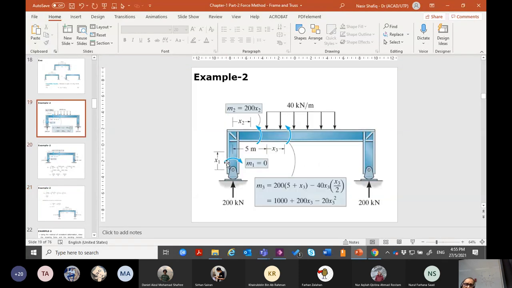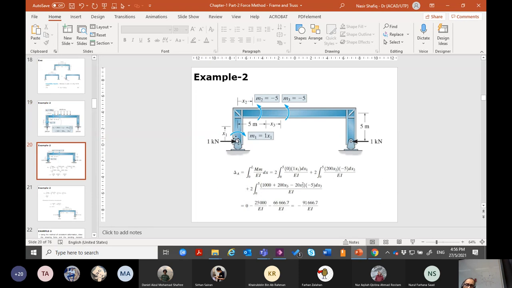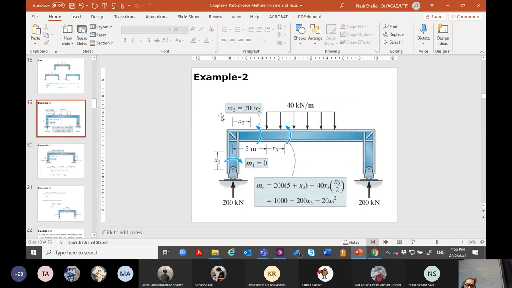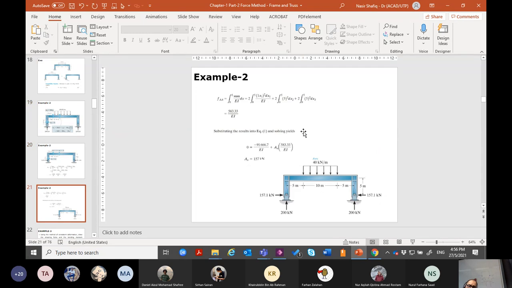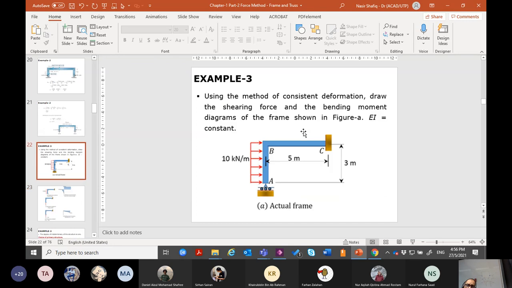The only tricky thing in this example is that when you apply the unit load over here, because of the joint equilibrium, the moment here will be constant, which is minus 5 because it is plus 5 here. This is the only tricky part, right? The second tricky part is that we have to take one quarter, so this equation is applied for this quarter and this quarter, from 5 meter to 10 meter, or from here 5 meter to 10 meter, right? By doing so, we can write down the equation, and the rest of the problem is the same, right?